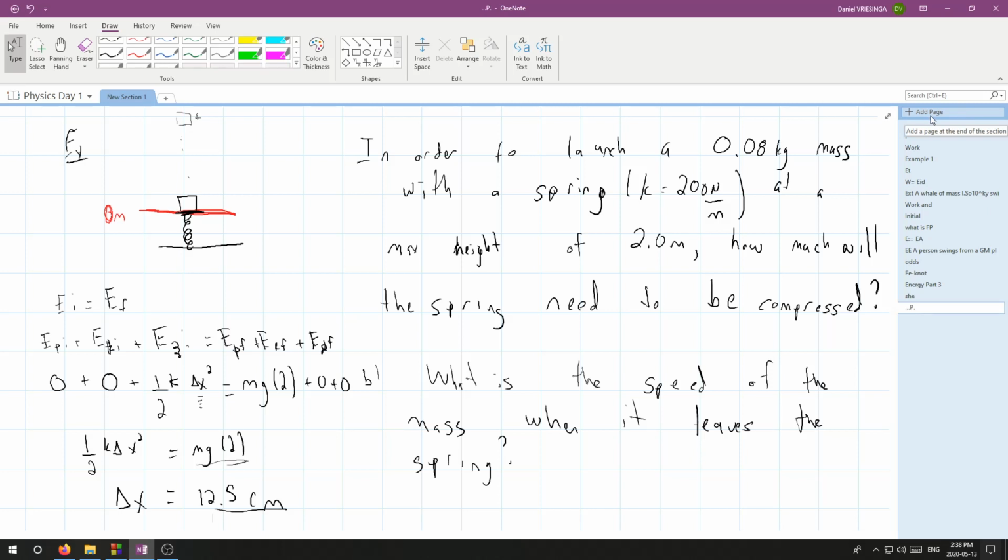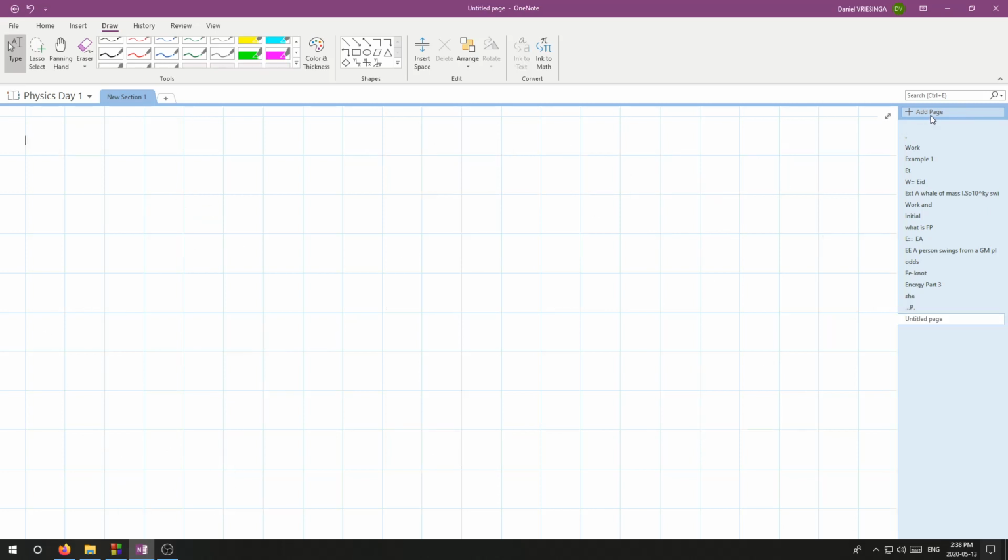Part B says, what's the speed of the mass when it leaves the spring? What you could do with this question is, again, the only initial energy is the 1/2 k delta x squared, and the only final energy is the 1/2 mv squared, because the second it leaves the spring, it no longer has any spring energy on it. It's still at a height of 0, so it doesn't have any potential energy. So the 1/2 will cancel, and I will solve for v: k delta x squared over m equals v squared, and you'll get the maximum speed just as it leaves the spring.